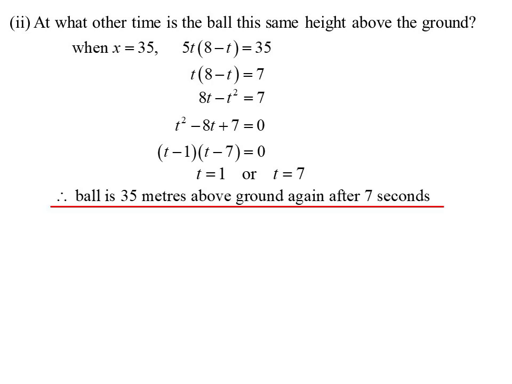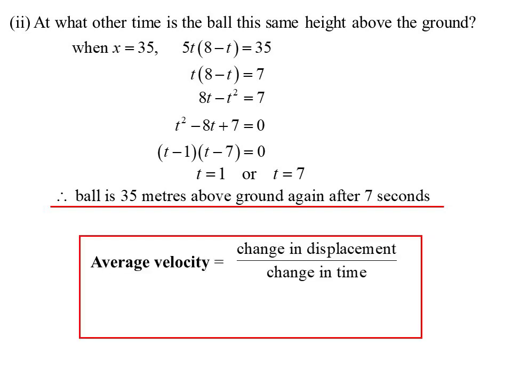Notice I'm answering the question. I'm not just saying t equals 7. They've asked me at what other time. I'm telling it, oh, well, it's after 7 seconds. So I'm answering the question. Now, average velocity, which is different to average speed. Average velocity would be the change in displacement over time. So distance is speed over time, but velocity is displacement over time. And that can make a big difference. But essentially, yes, we're finding the slope of our lines, whether it be the secant or whether it be the tangent.